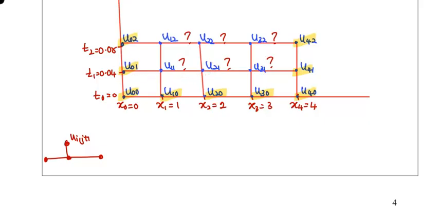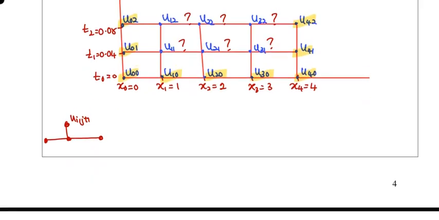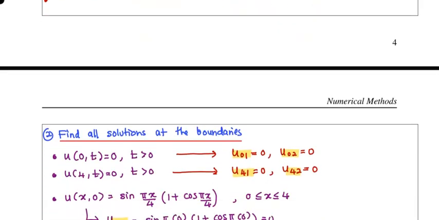Okay, so prior to this, you already have all the values at the level 0.04, so it will not be a problem. Because in order for you to get U12, you will need these three values, which you already have prior to that. So that is the relationship again between your computational molecule and the unknowns in your grid.